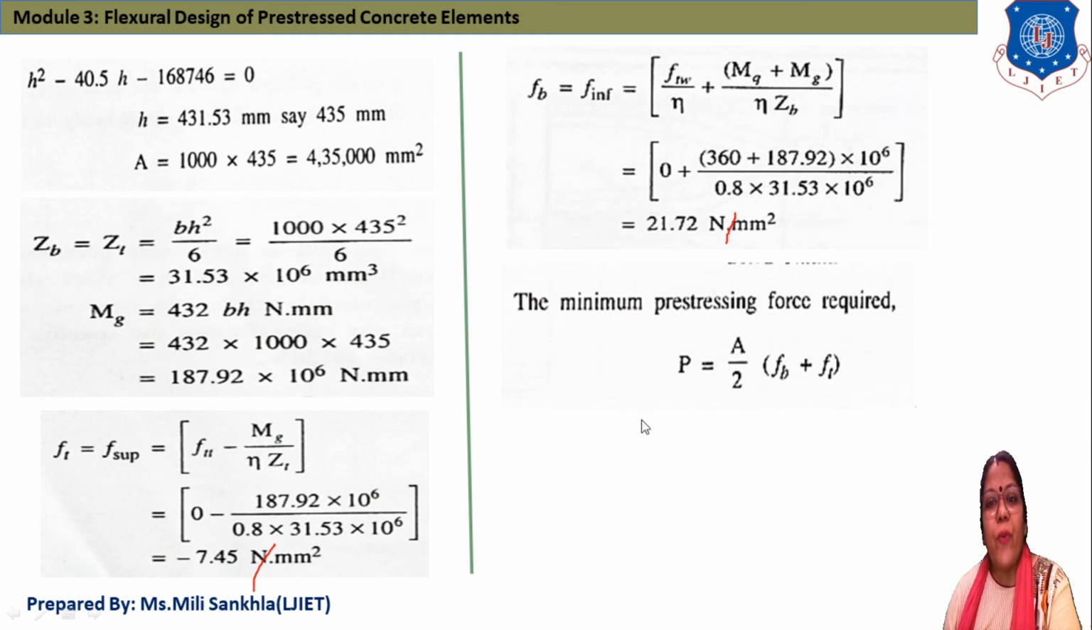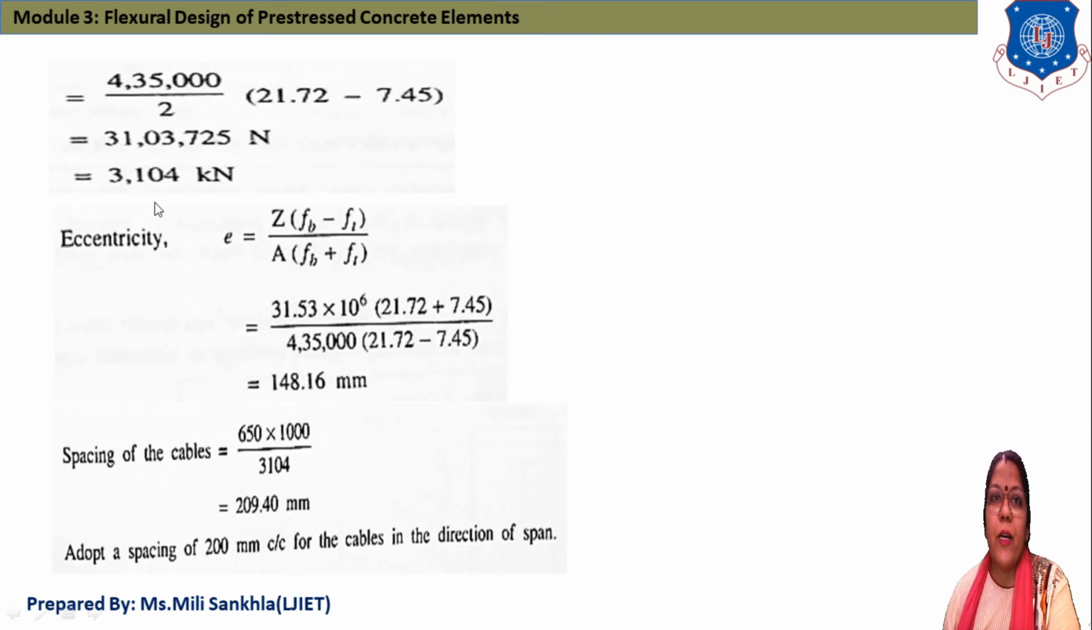Okay, now next we find out prestressing force P is equal to A by 2 into FB plus FT. Okay, stresses at top fiber and stresses at bottom fiber. After that, our prestressing force is 3104 kilonewton. Then we find out eccentricity for our slab. Section modulus divided by area. Then difference between bottom stress minus top stresses and summation of bottom stress plus top stresses. After solving that, eccentricity we get 148.16 mm.